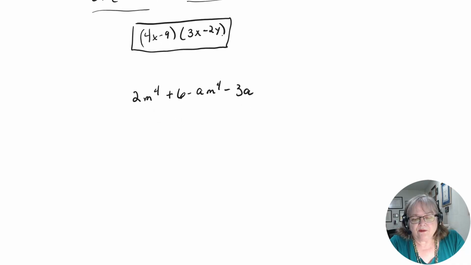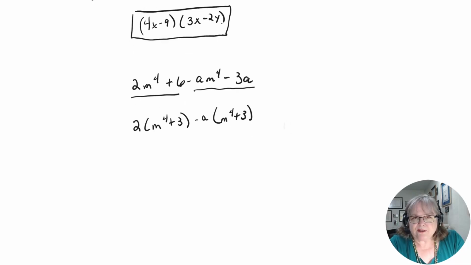So there's no like terms to add together. There's nothing in common to factor out. So what's in common in the front two? A 2. And when you divide that out, you get m cubed plus 3. What's in common in the back two? Negative a. And that would leave you m to the fourth plus 3.